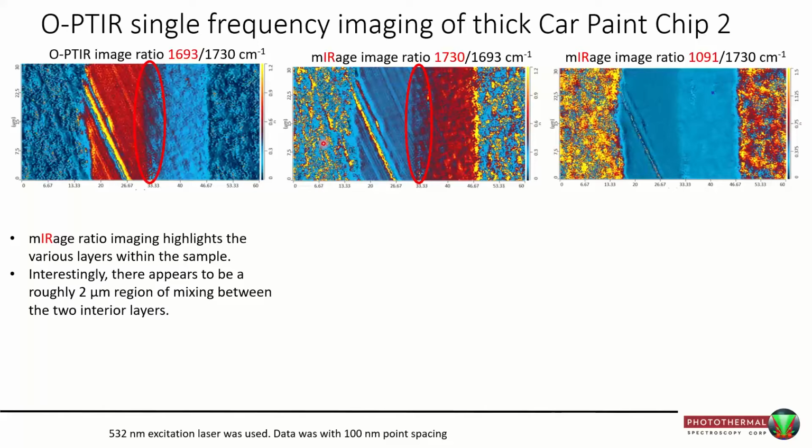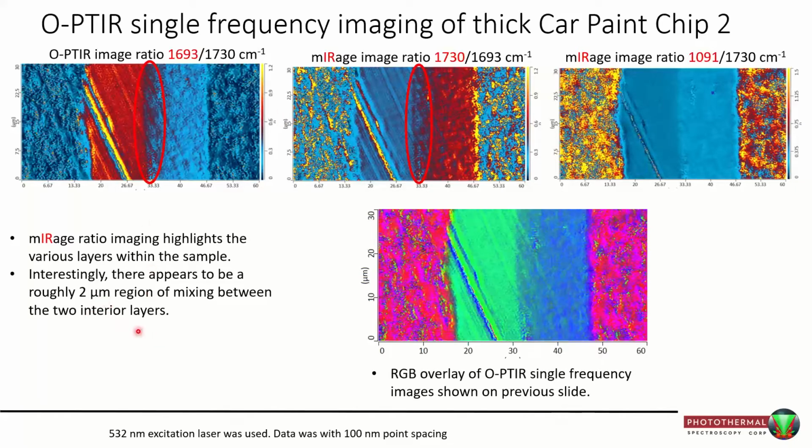In fact, we did some imaging on those. We did some single frequency imaging, and you know, there were some sharp interfaces on the left and right side. Yet this middle boundary seemed to demonstrate some mixing was going on. So there was a sort of 2 micron diffuse mixed layer identified in the middle there.